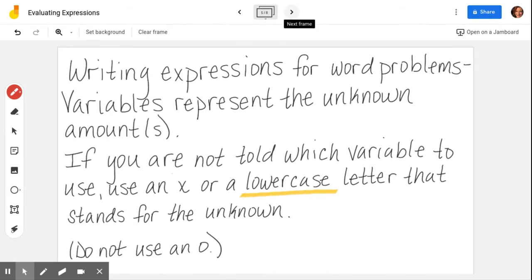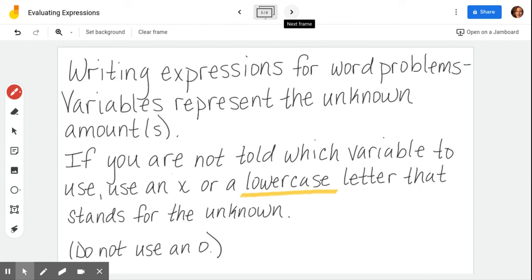Let's look at some word problems. Now, when you're asked to write an expression for a word problem, you need to remember that variables represent what you don't know. In some cases, it may be one unknown amount. Other problems, you may use a couple of variables because there's two different things that could change. But whatever it is that you don't know or that you're eventually going to have to fill in, that's what starts out as a variable.